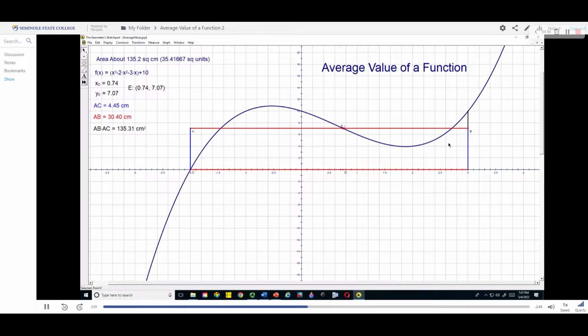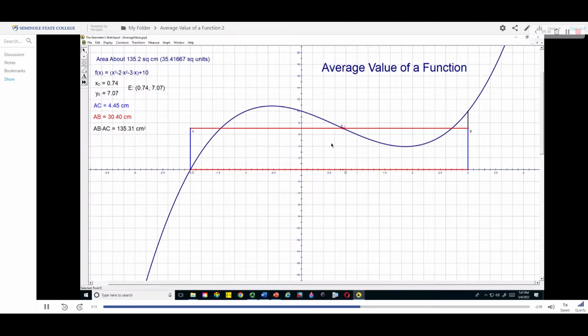So in this case, the integral evaluated relative to the picture on the screen in square centimeters is 135.2. And then you can see this rectangle picture here where one dimension is the length of the interval, 5, and the other is the y value at this point, E, about 7.07, which gave us a rectangle with side AC and side AB, and the area of the rectangle is 135.31 square centimeters on the screen. The integral is about 135.2 square centimeters, so it's pretty close.